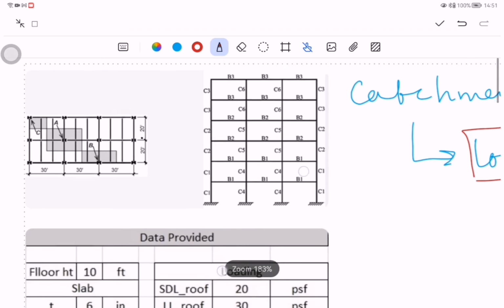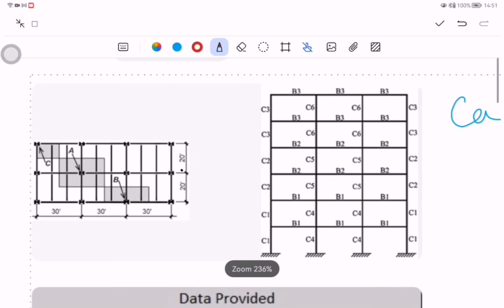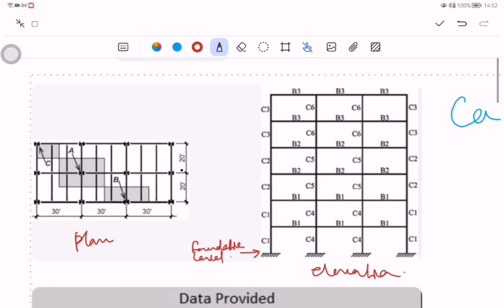Let's consider this particular example. In this example, this plan is given and this elevation is given. The problem is that we are supposed to determine the load at foundation level. At foundation level, we calculate the load so that we can design the foundation. Now we are supposed to calculate loads in the interior column.